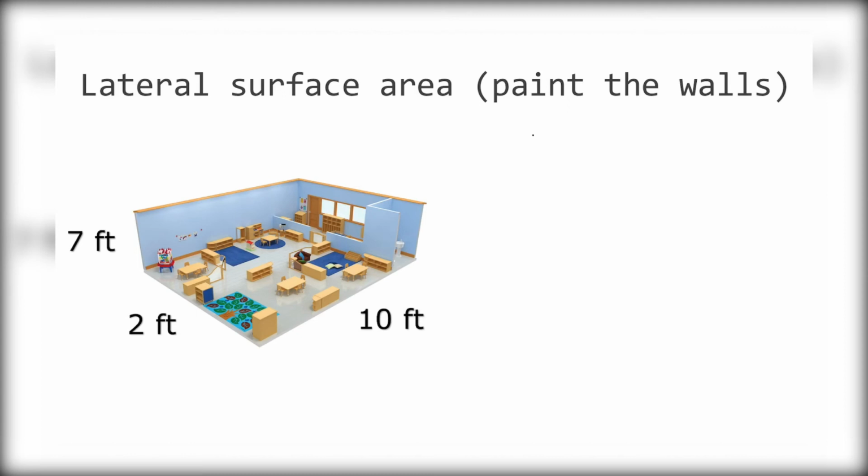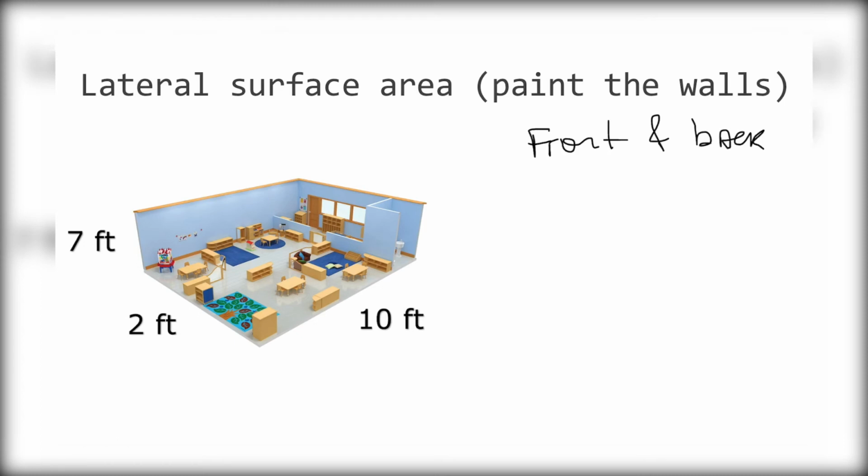Now we are going to calculate the lateral surface area of a classroom, whose shape is a rectangular prism. And basically you can think of lateral surface area as the area that you cover when you paint the walls. So that means that you are not taking into account the floor and the ceiling, which in our mathematical terms we call the bases. So the only thing that we have to worry about is the front and the back.